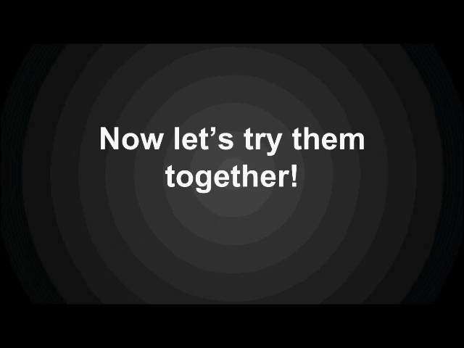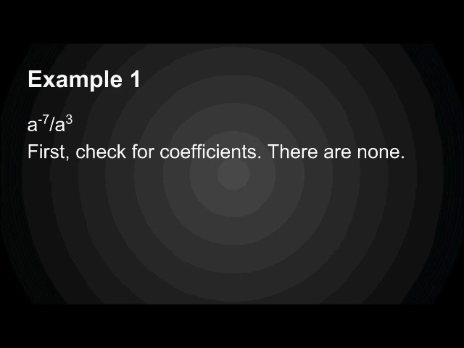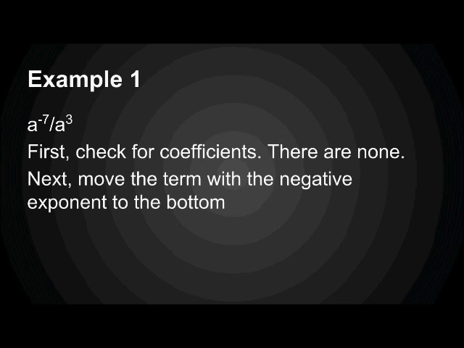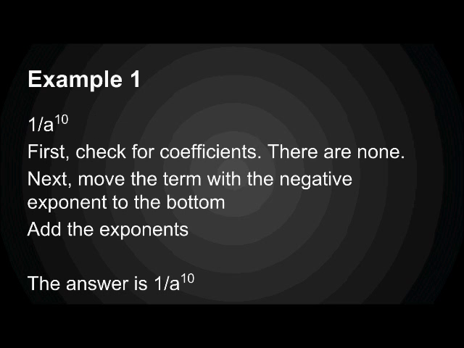Alright, so now we'll try to combine both skills together and see what happens. First example, a to the negative 7th over a to the 3rd. First you'll check for coefficients, and there aren't any here. Next you'll move the term with the negative exponent to the bottom, and then you'll add the exponents together, because they're next to each other. And the answer is 1 over a to the 10th.